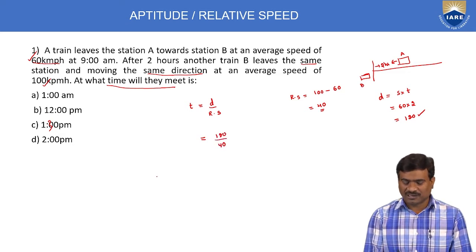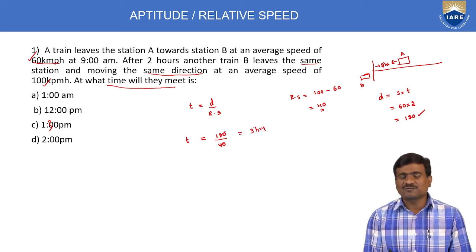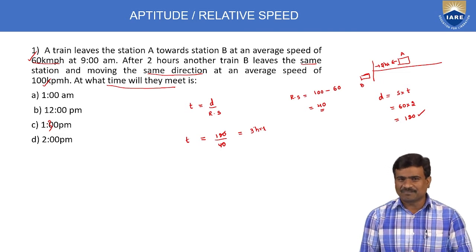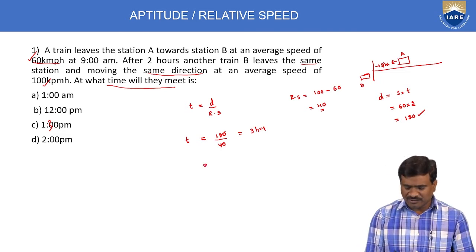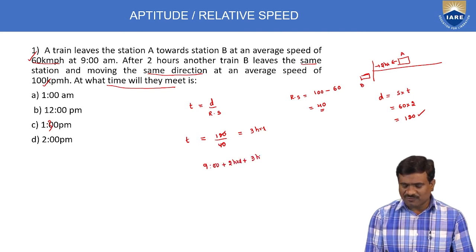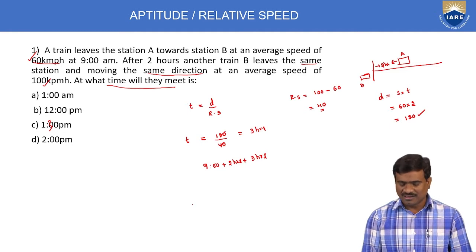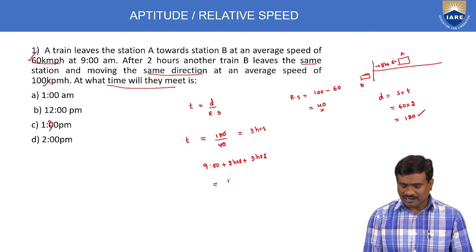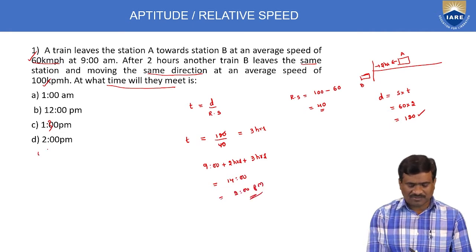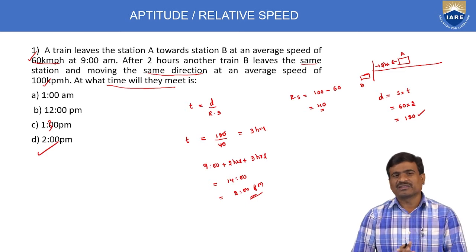Relative speed 40. Meeting time is equal to 120 by 40, which is 3 hours. After 3 hours they will meet. To find the meeting time: starting at 9 o'clock, the gap between A and B is 2 hours, and the meeting time of the 2 trains is 3 hours. 9 plus 2 is 11, 11 plus 3 is 14. 14 is called 2 p.m. Option D is the only correct answer. This is the easy method.